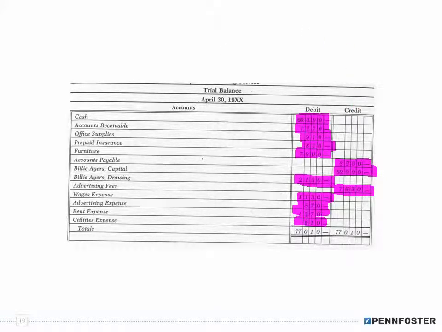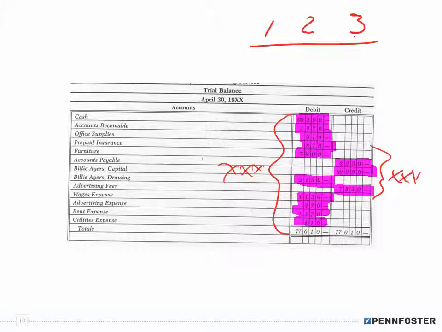But we have one last step to do. Obviously, we now need to do the math. So, I'm going to add up what's in my debit column, come out with an amount, and I'm going to add up what's in my credit column and come up with an amount. And remember, like I said in the last video, I'm going to run it 3 times, okay? If I can get the same number 3 times in a row, then a high probability that's the correct number.